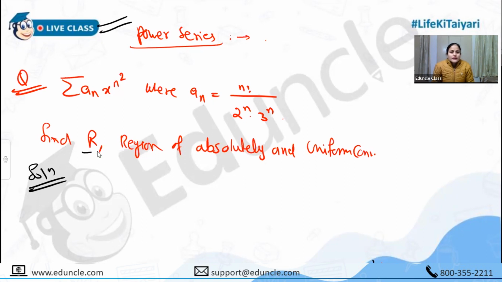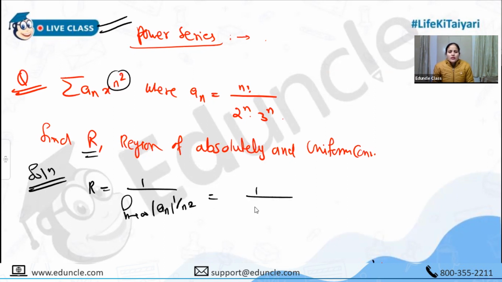So look, as I am having here x to the power n square, to find the radius I need to use the Cauchy-Hadamard formula, as this formula will work for every power series. So the radius is nothing but 1 upon limit n tending to infinity of mod of a_n raised to 1 upon the power of x minus x naught, which is n square. So 1 upon limit n tending to infinity, a_n is n factorial upon 2 raised to n into 3 raised to n, and it's a positive number, so no need to put it in modulus.